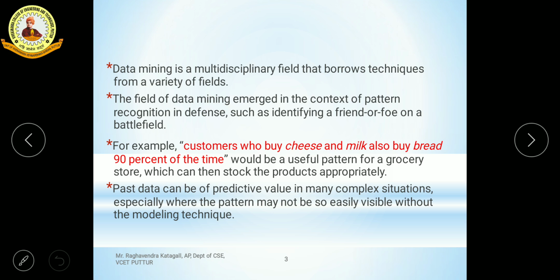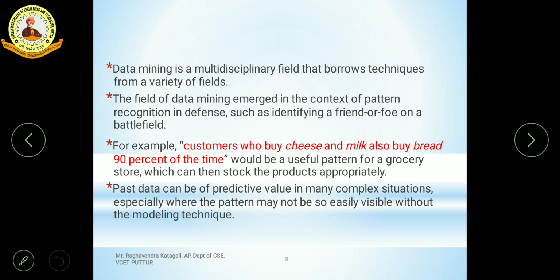Similarly, people with blood pressure greater than 160 and age greater than 65 are at high risk of dying from heart stroke. This is another example, and it is a great measure for our doctors, who can then focus on treating such patients with urgent care and great sensitivity. Past data can have predictive value in many complex situations, especially where the pattern may not be easily visible without a modeling technique.